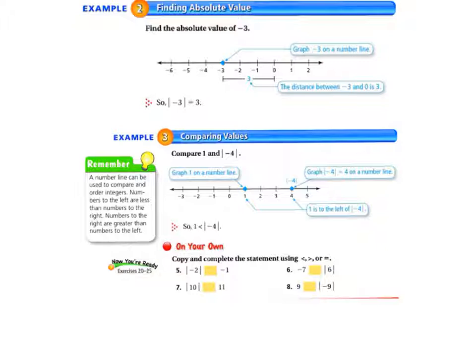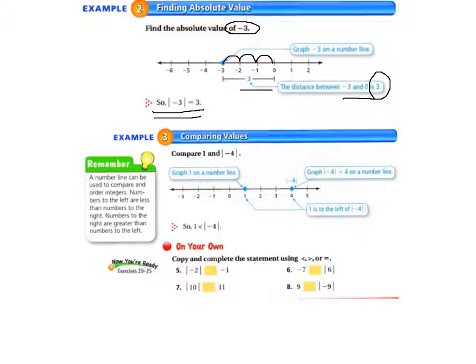Let's look at example 2. You're still on page 4, and we're going to find the absolute value of -3. So if we're at -3 on our number line, we count how many units it is back to the 0, and it takes us 3 jumps or 3 units. The distance between -3 and 0 is 3. So our absolute value of -3 is 3.